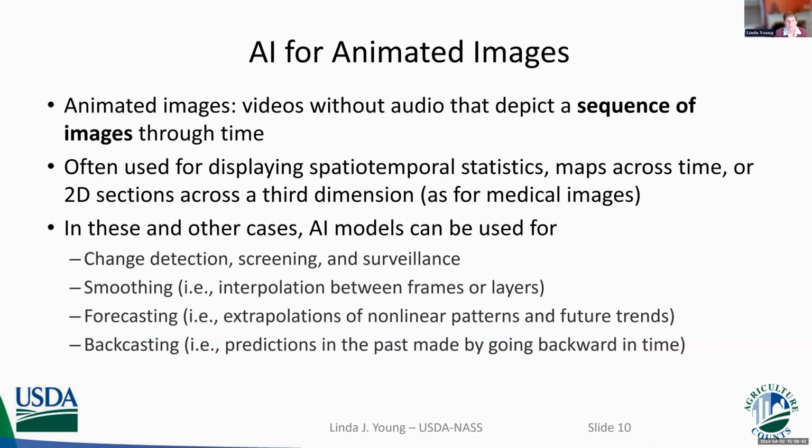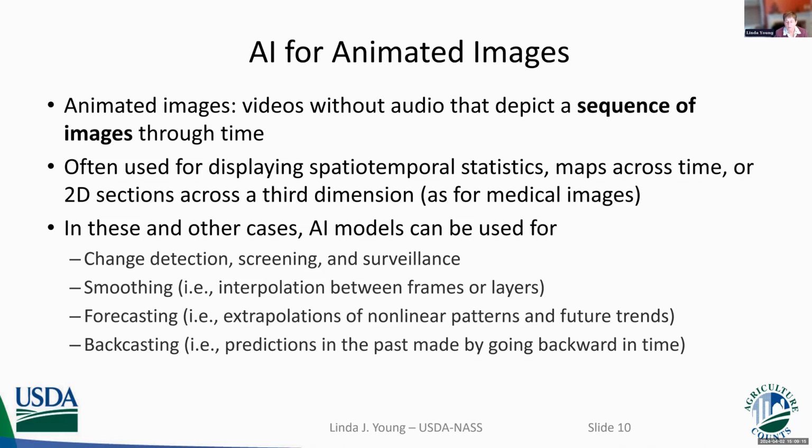Then there's AI for animated images, which are videos without audio that depict a sequence of images through time. These are often used for displaying temporal statistics, maps across time, or 2D sections across a third dimension, as for medical images. In these and other cases, AI models can be used for change detection.